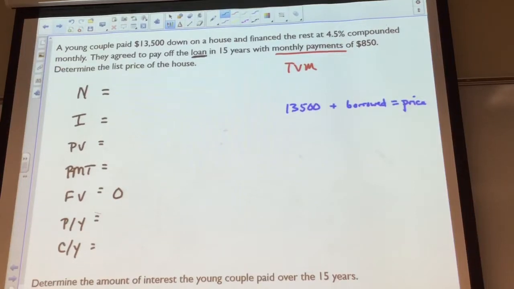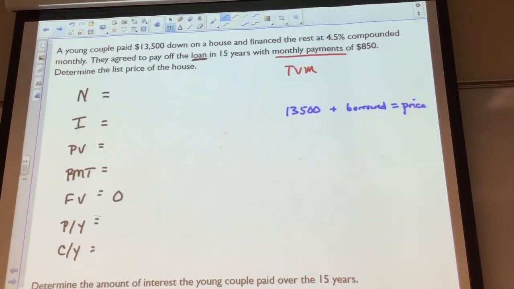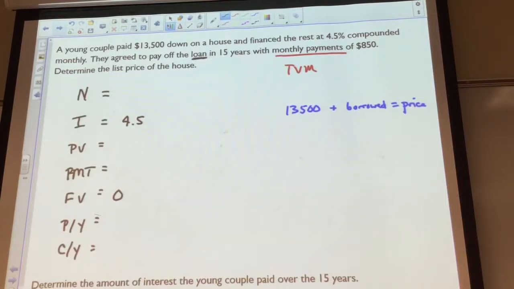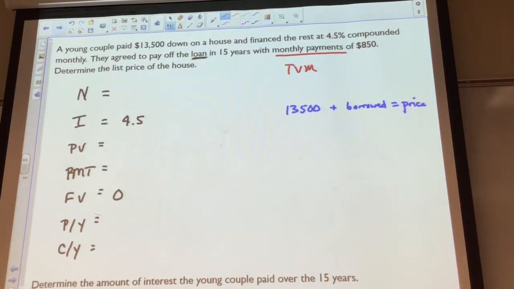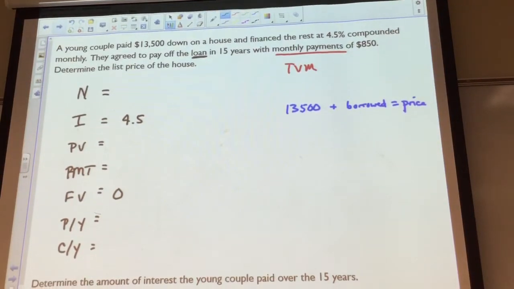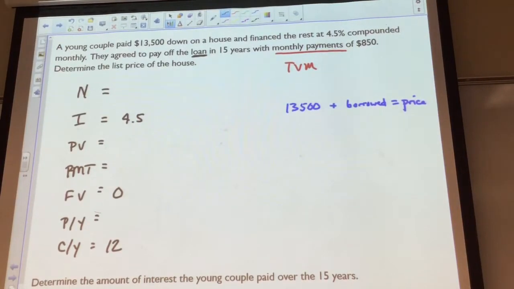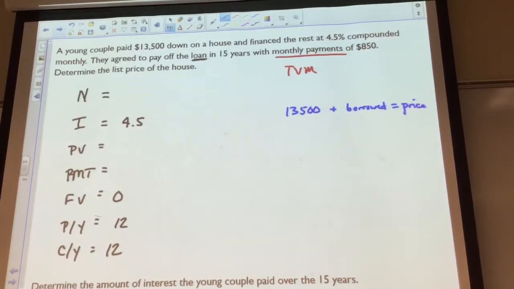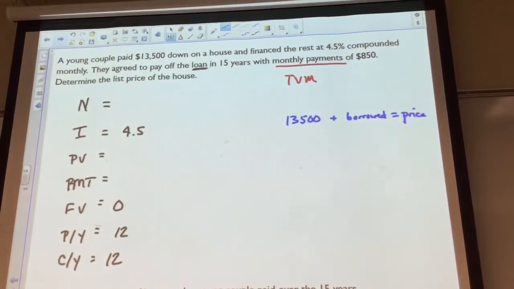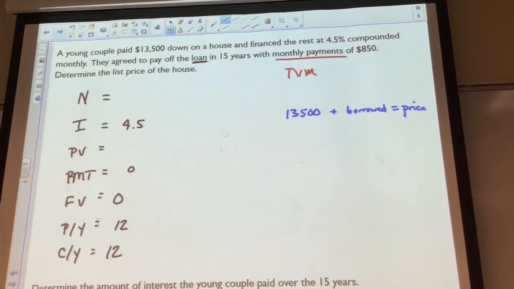Okay? So here, 4.5% interest does not go in as a decimal value, it goes in as a percent value. Compounded monthly, so interest gets accumulated every month, but you pay part of it off every month as well. You agree to pay off the loan in monthly payments. PY and CY should be the same values. Your payments are $850.